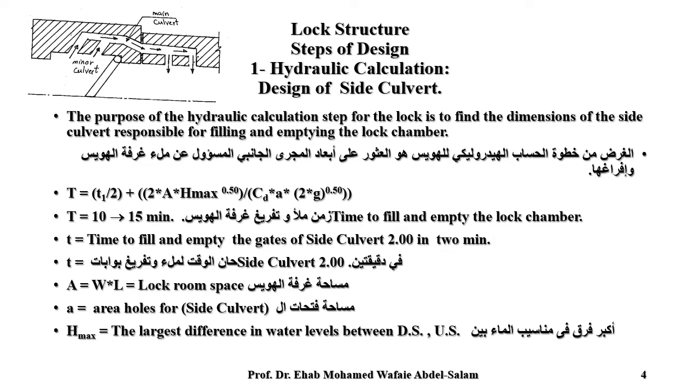In 2 minutes. Capital T, we talk about that, small t. Capital A is the lock chamber area, or lock room space. Small a is the area for the side culverts. Its maximum is the difference in level between upstream and downstream.